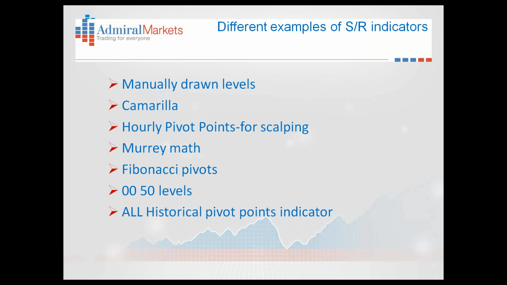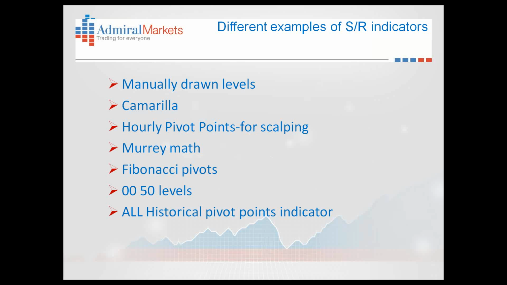We will see those manually drawn levels, and you will notice 32.84 on my chart. This is a manually drawn level, and it shows how the price tends to gravitate to those levels. So I really prefer those manually drawn levels. Different examples of SR indicators: manually drawn levels, Camarilla, hourly pivot points, which are used for scalping, Murray Math, Fibonacci pivots, 00 and 50 levels, and all historical pivot point indicators.